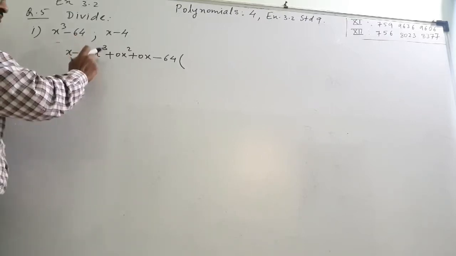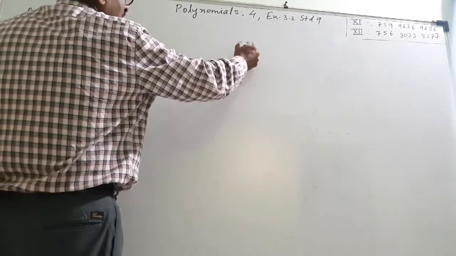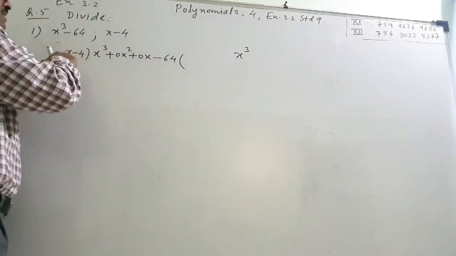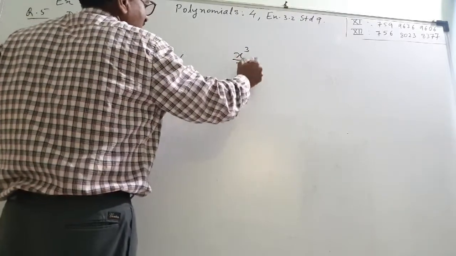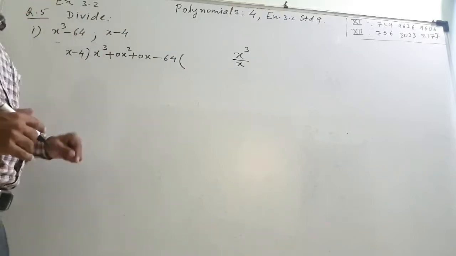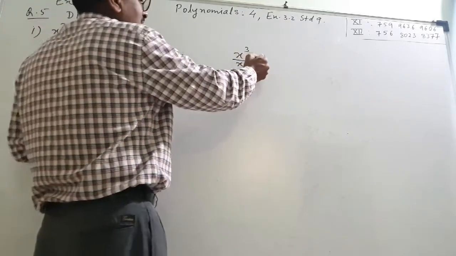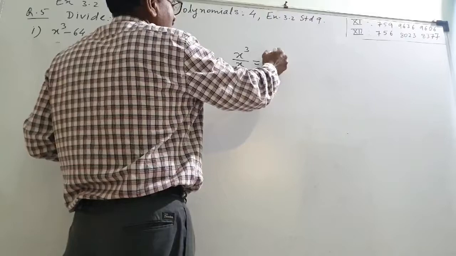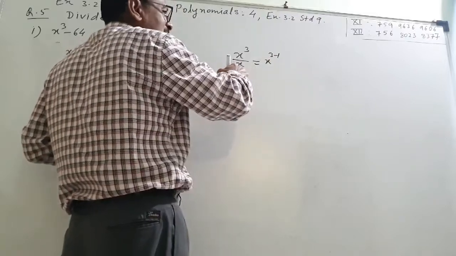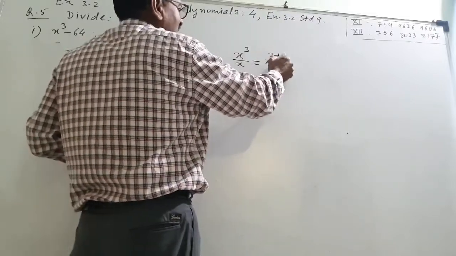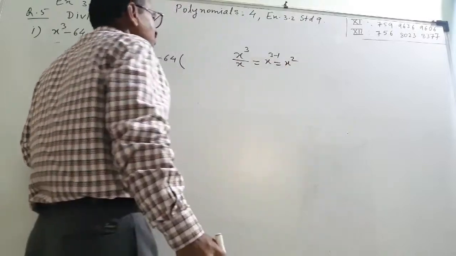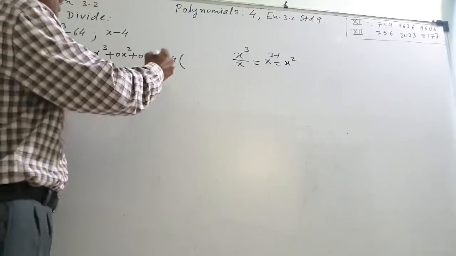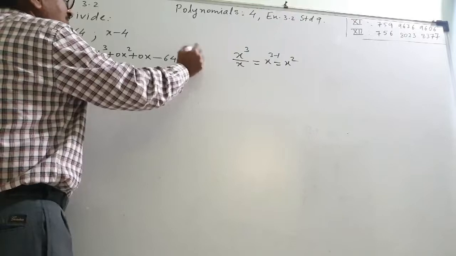x cube, this is the first term, x cube, divided by this x, divided by x. Division means subtraction of the indices. So that is equal to x raised to 3 minus 1. Division means subtraction of the indices. And that is equal to x raised to 2. So first term, what I will write here, division is x raised to 2.